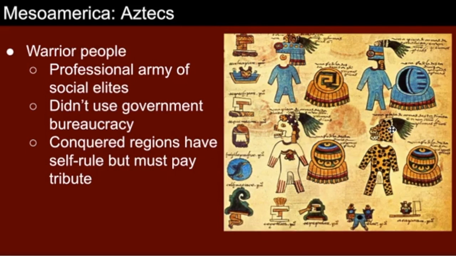They didn't have a very complicated bureaucracy supporting them. After all, the main goal of their conquest was to capture people, not necessarily manage land, and most areas that they conquered were allowed to practice self-rule. Basically, they could keep ruling things for themselves as long as they paid tribute to their Aztec rulers.